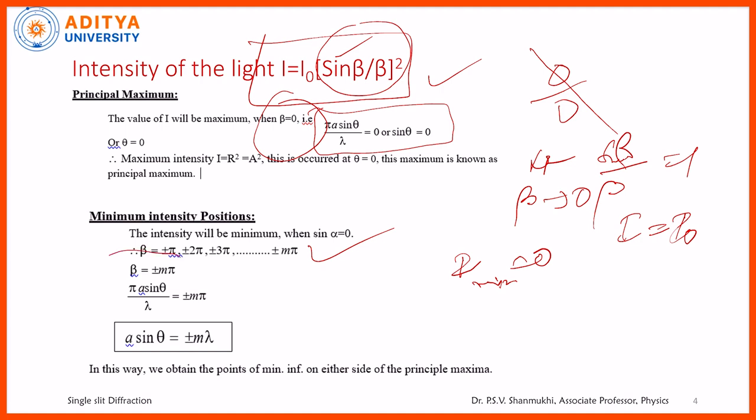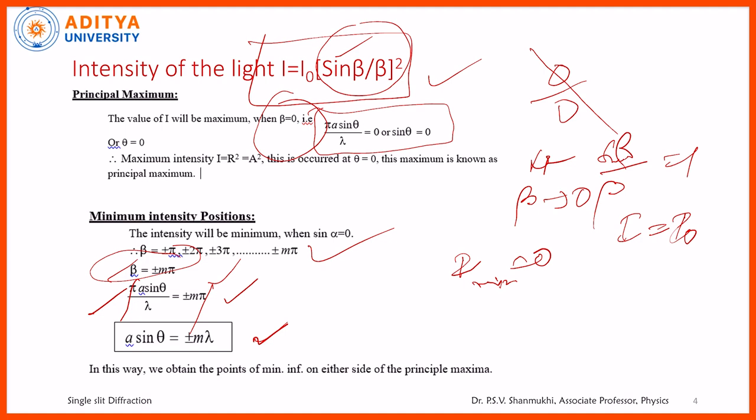So beta is equal to plus or minus m pi. When beta is equal to plus or minus m pi, we get I is equal to 0, minimum intensity. Since beta is equal to pi a sin theta by lambda, it is equal to plus or minus m pi, and pi and pi cancel. A sin theta is equal to plus or minus m lambda.